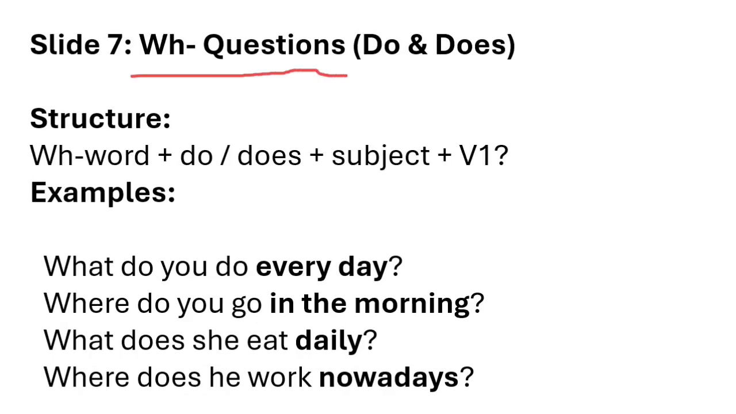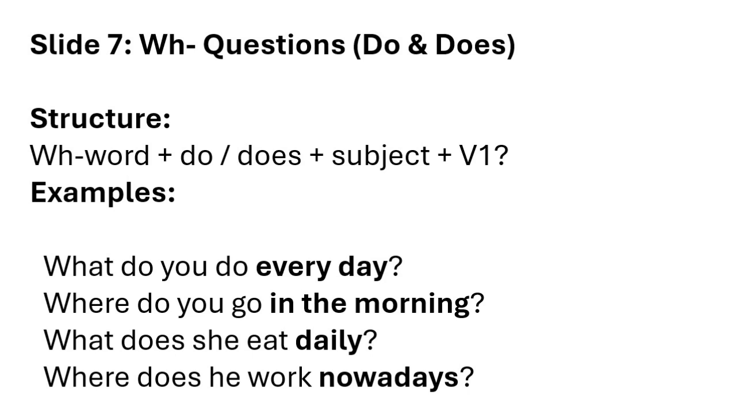Now let's see WH questions using do and does. So you see the structure. WH questions means when we use WH words like what, where, how, right? So first see the structure. We use a WH word. After that we use do or does according to the subject, right? After that the subject, and in the last the first form of the verb. So you can see here, whenever we are using do and does, we are using the first form. We are not using s or es.